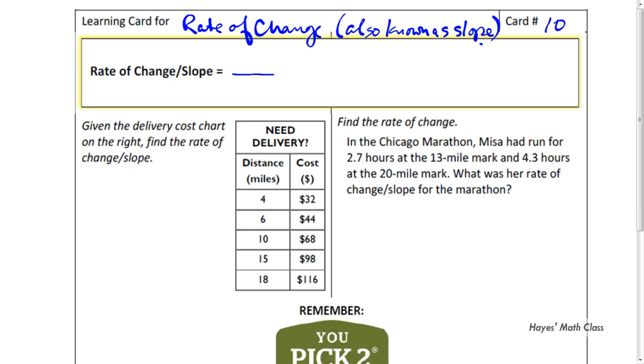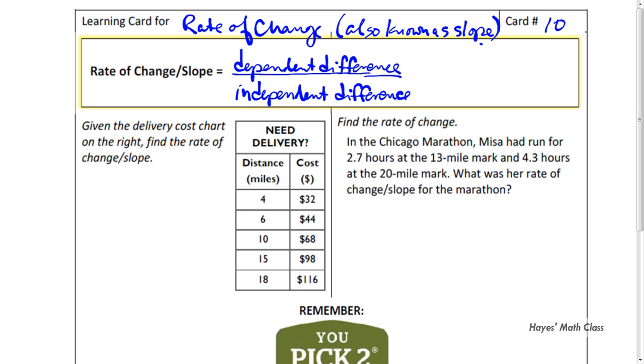Remember, we defined rate of change, or slope, as the dependent difference over the independent difference. And the reason why we use the word difference is because, remember, difference in math means answer to a subtraction problem. And that's what you do. You subtract the different values. Usually, no, actually almost always, you've got the y on the top, x on the bottom. Sometimes we'll call it the change of y over change of x.